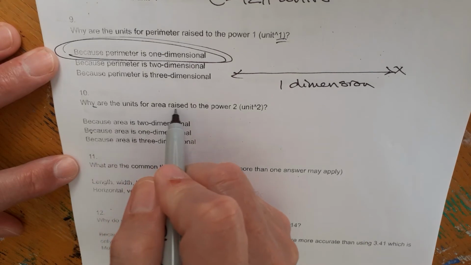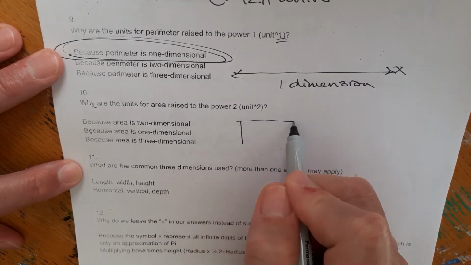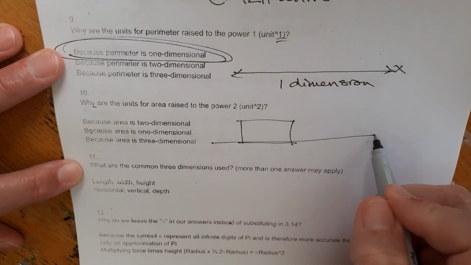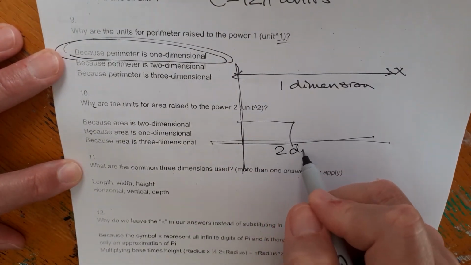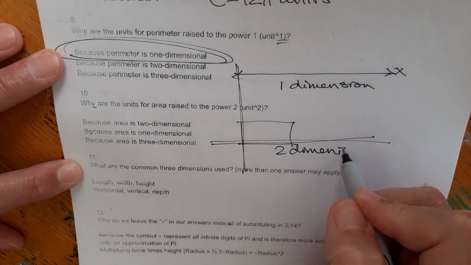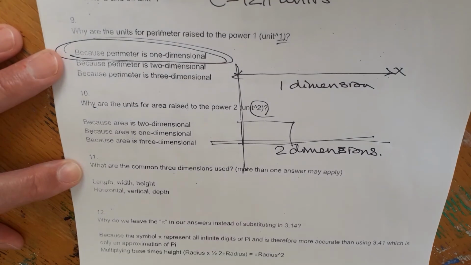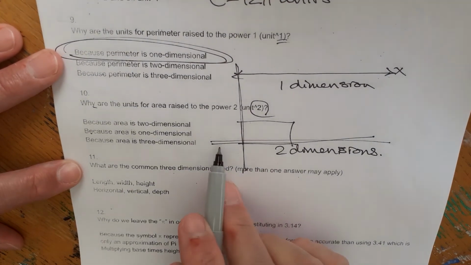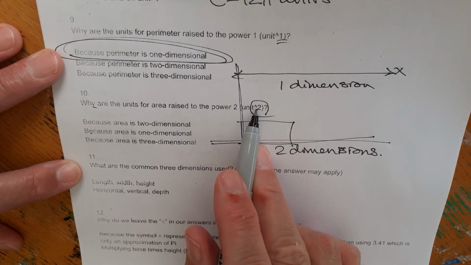Why are the units for area raised to the power 2? If this was one dimension, how many dimensions now? We have a dimension this way, horizontal, and we have a dimension this way. So two-dimensional. Two dimensions must be raised to the power 2. And you've seen our units. The units of this dimension multiplies by the units of that. We get units squared, or square units.